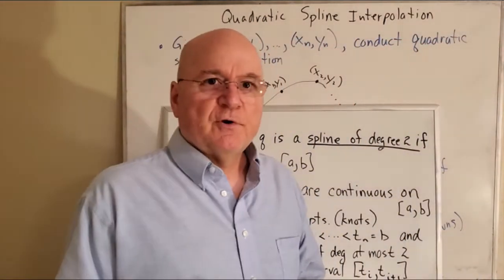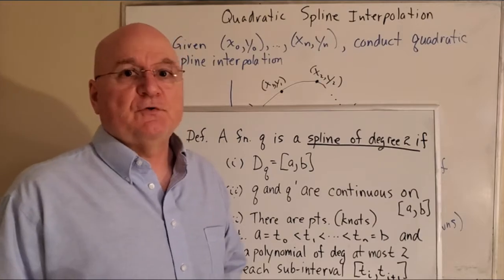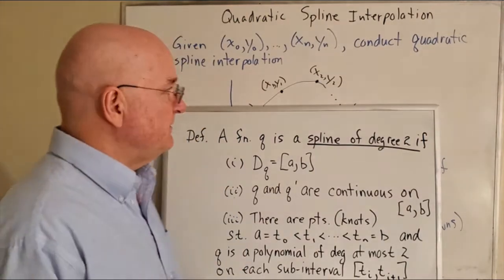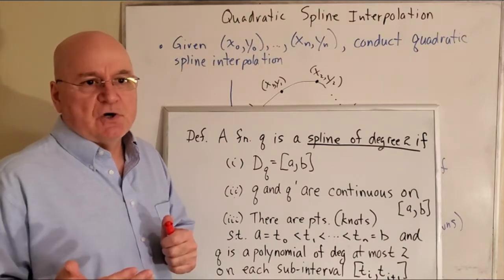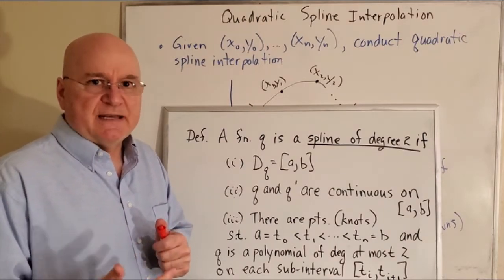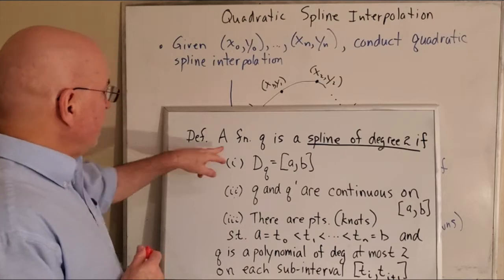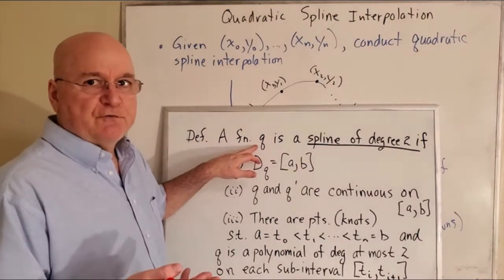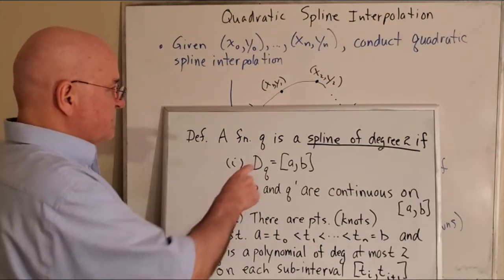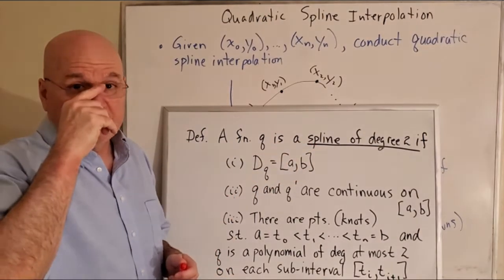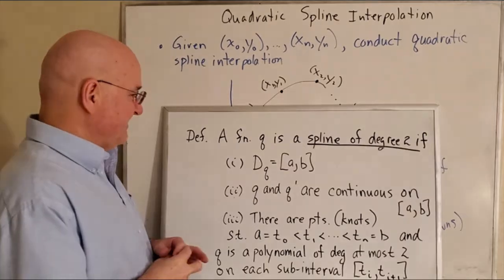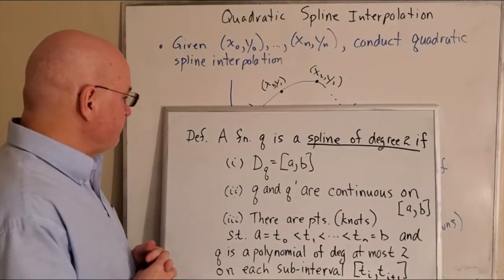Okay, now we get to a more realistic and more useful spline interpolation. We're not going to use linear splines anymore, but we'll use what's called a degree 2 spline, or a quadratic spline. So a function q, this time q for quadratic, is a spline of degree 2 if the following three conditions hold. And it might look a little bit similar to the first degree spline.